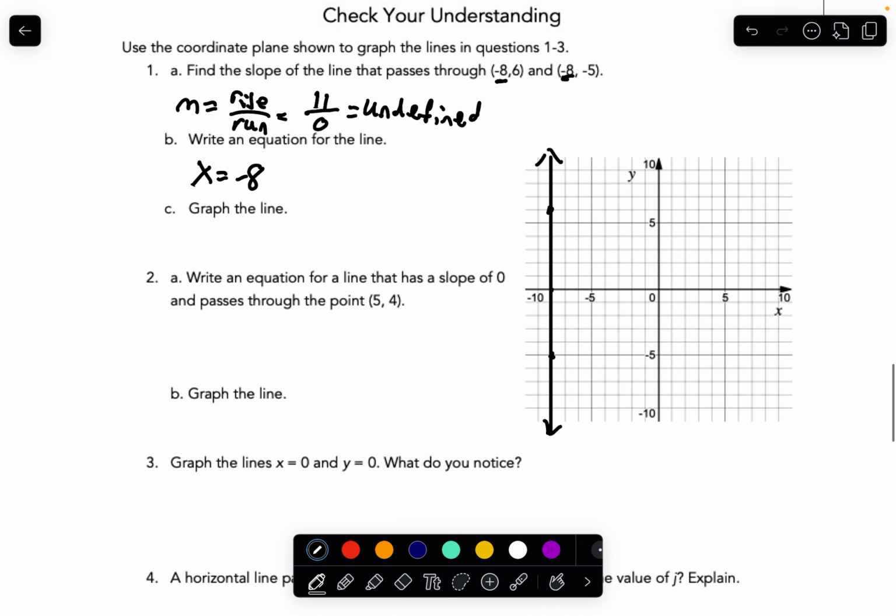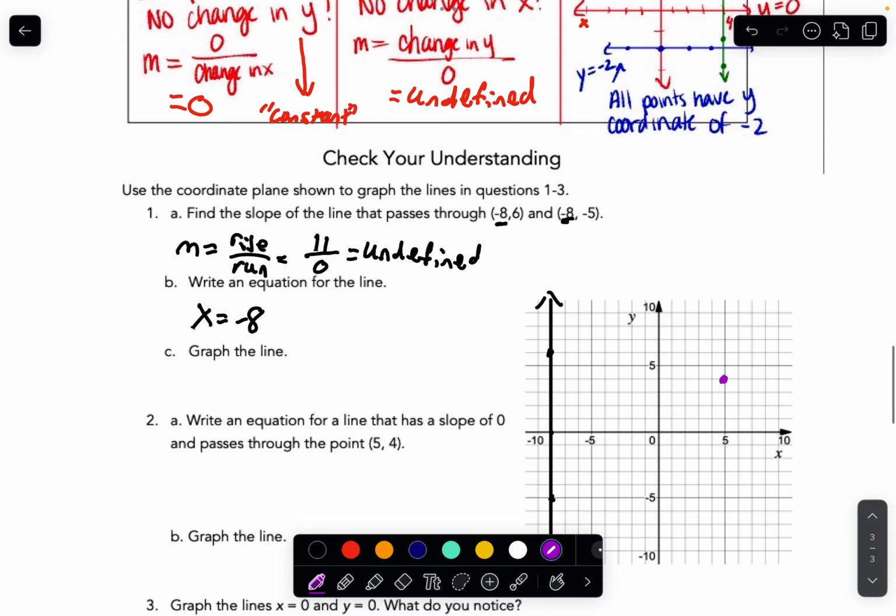Write an equation for the line that has 0 slope, or slope of 0, and passes through the point 5, 4. Well, 5, 4 is, let me use a different color. Let me use that one. 5, 4 is right there. So, a slope of 0 is a horizontal line.